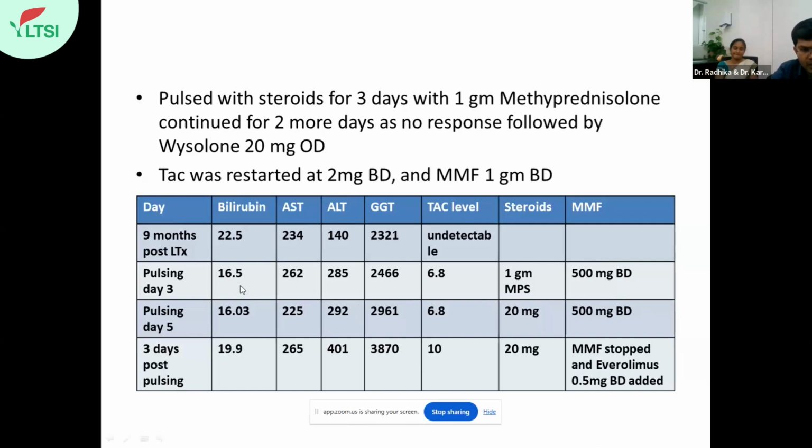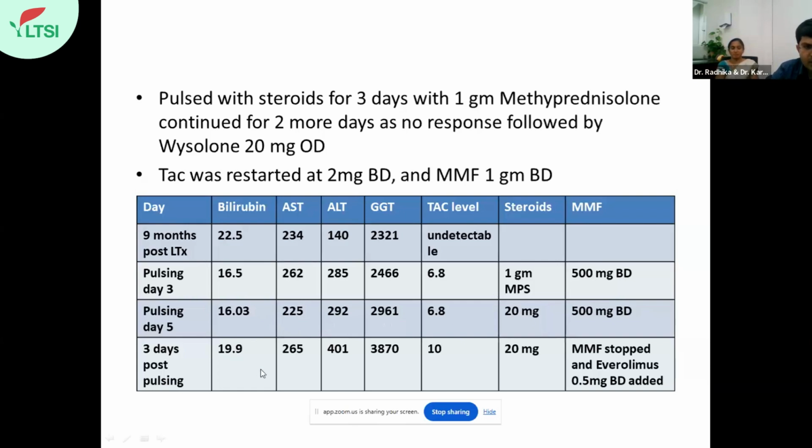After pulsing, bilirubin came down to 16.5, but after that, on day 5 of pulsing, the bilirubin did not respond much. It was 16.03. Enzymes almost fairly the same, 225 of AST and 292 of ALT was going up, and a gamma GT of 2961. TAC level came around 6.8, and steroids of 20 mg were given, and MMF 1000 BD.